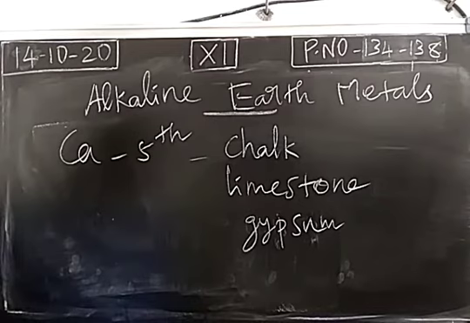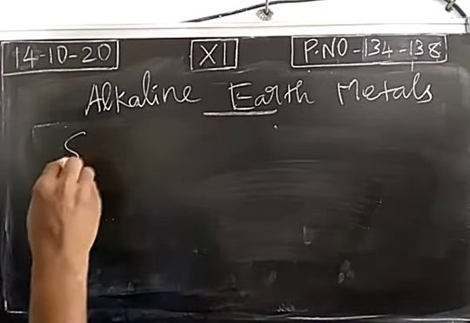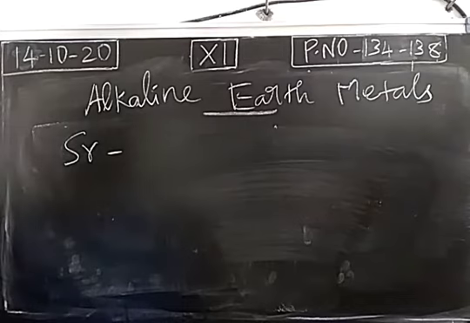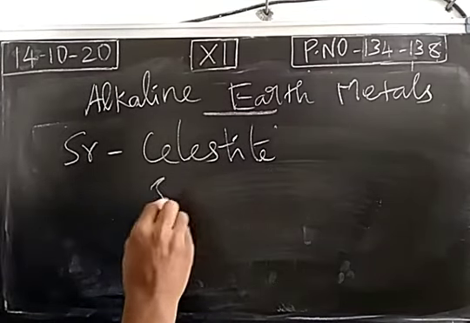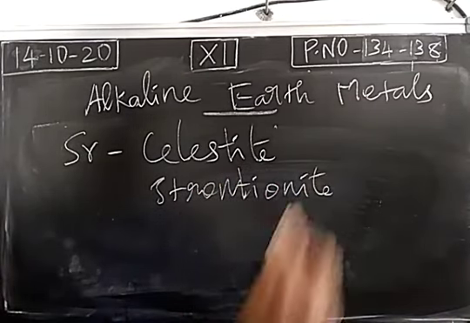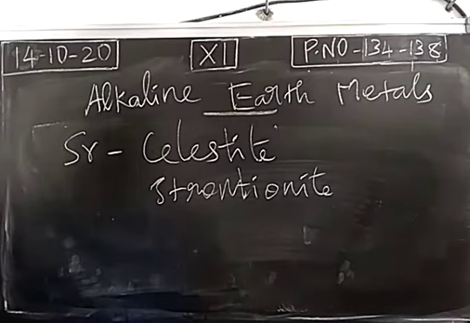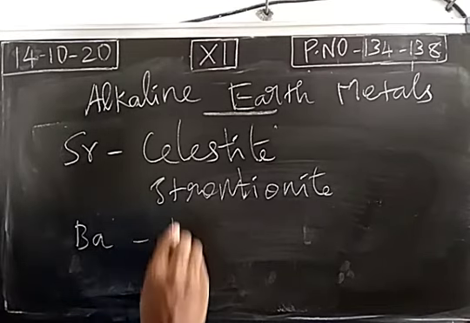So from these we can extract calcium. The extraction will be generally considered as extraction of alkaline earth metals from the rocks as well as minerals. Then the ores of strontium are called celestite and strontianite. These are the ores of strontium. Barium has less abundance. Its ore is barite.